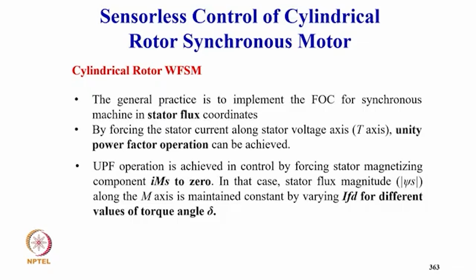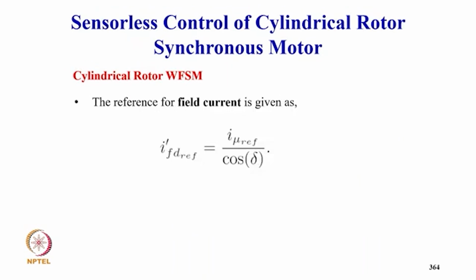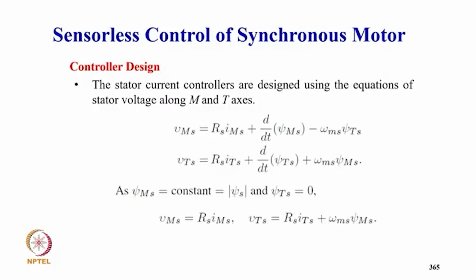In that case, the stator flux magnitude phi s along the M axis is maintained constant, and I_FD is varied for different values of torque angle. So the reference for cylinder control, I_FD reference star, is equal to I_MS reference divided by cos delta.